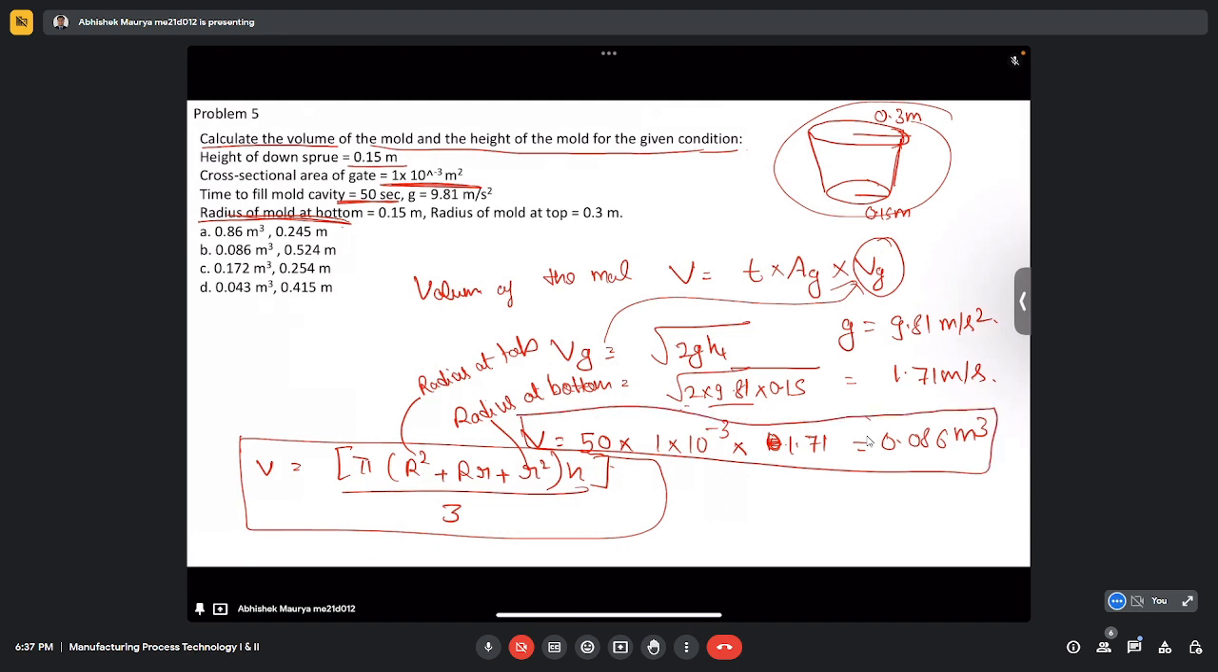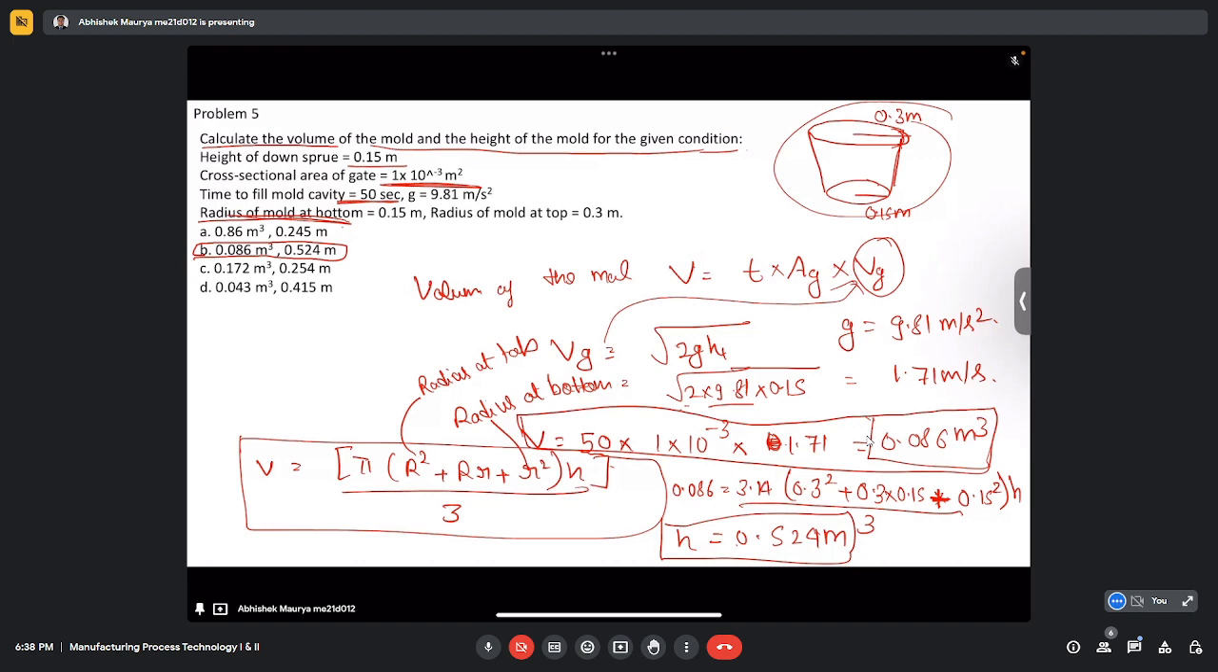Now if we equate it, then what will we get? We will get 0.086 is equal to pi, and now we will substitute all the values, times h by 3. If you solve it, the h you will get is 0.524 meters. So the correct answer is: the volume is 0.086 meter cube and height is 0.0524 meter. So I think this is B.